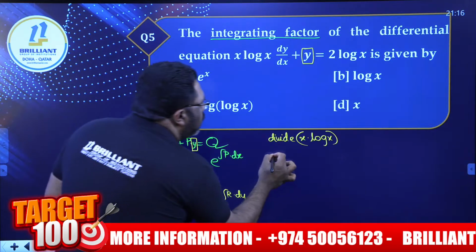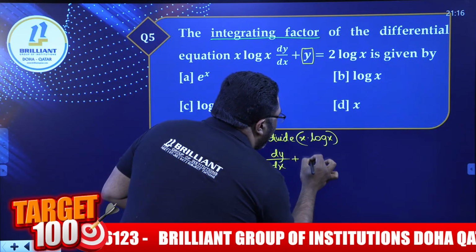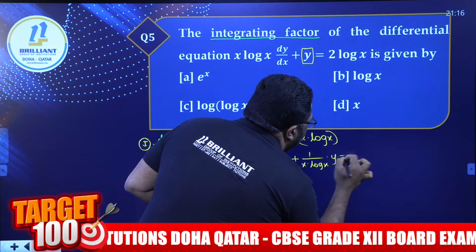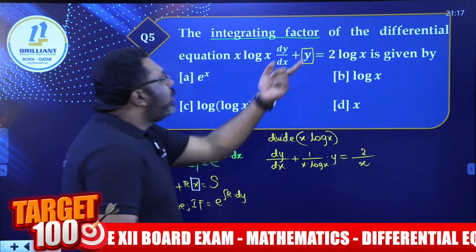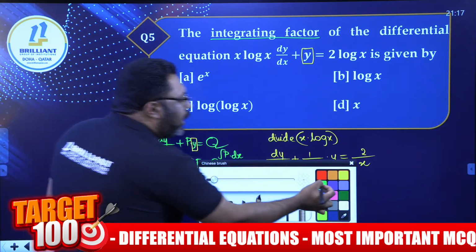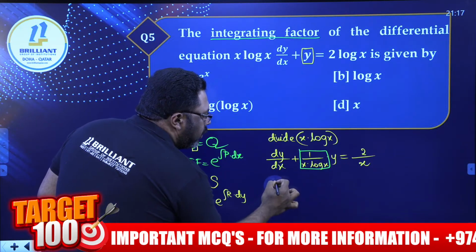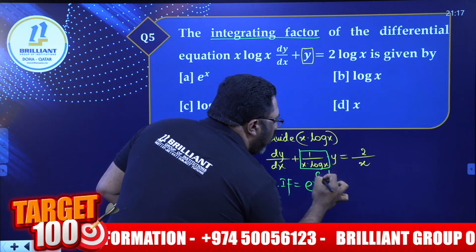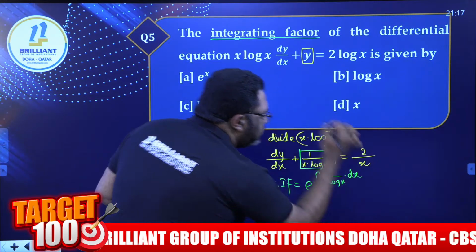You divide, and your new differential equation is dy by dx plus 1 by x log x into y equal to 2 divided by x. The log x will cancel off in the numerator and in the denominator. You get 2 by x. Now I got the correct form. I can easily tell this is my p. So therefore my integrating factor equals e raised to integral 1 by x log x dx.